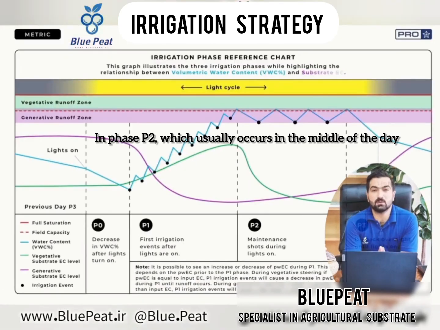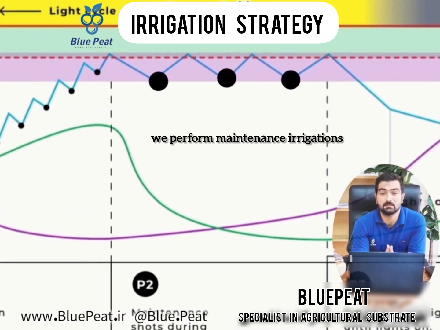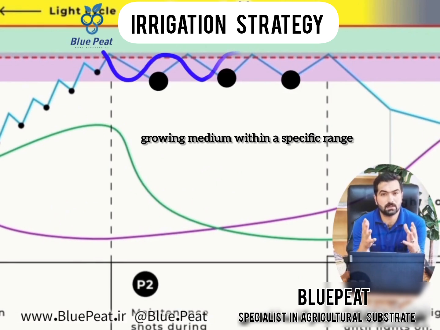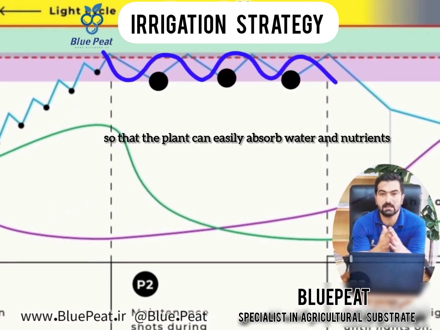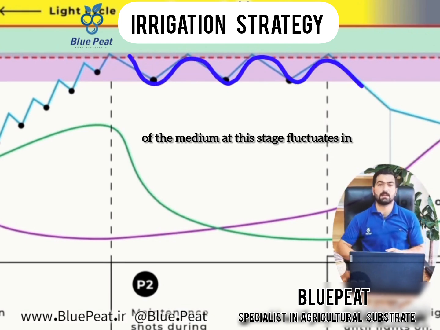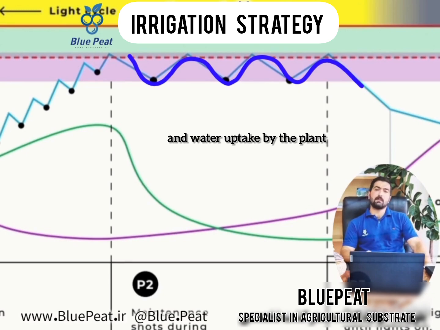In Phase P2, which usually occurs in the middle of the day, we perform maintenance irrigations. By maintenance irrigation, we mean keeping the moisture level of the growing medium within a specific range, so that the plant can easily absorb water and nutrients. Notice how the volumetric moisture chart of the medium at this stage fluctuates in a sinusoidal pattern, which indicates the cycle of irrigation and water uptake by the plant.